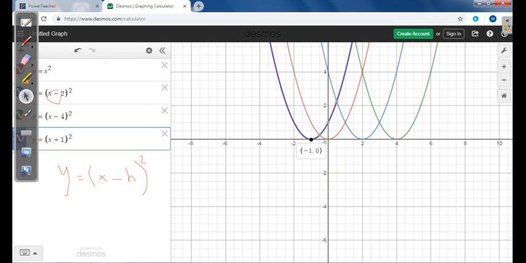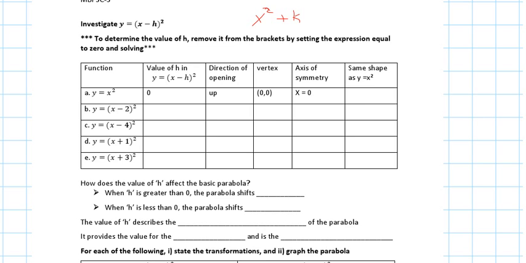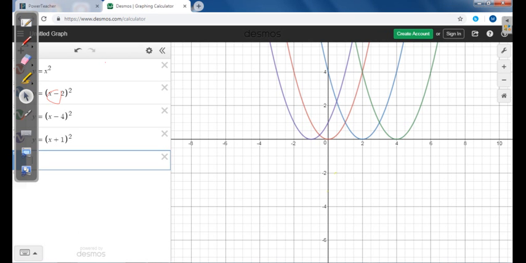Good. Now what was my last one, right? What was my last one? y equals (x + 3) squared. So y equals (x + 3) squared, and it moved to the left 3. Okay? So this is how we're going to call it. What do you guys think the transformation is going to be called?